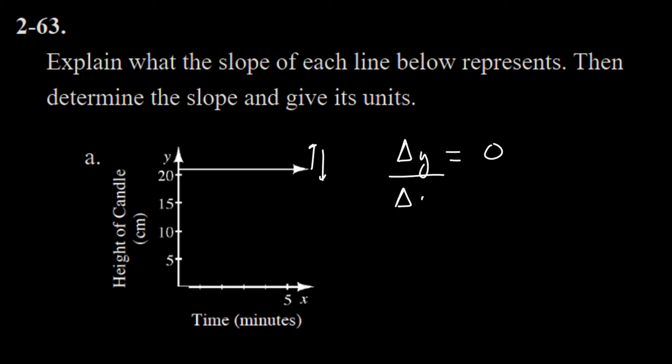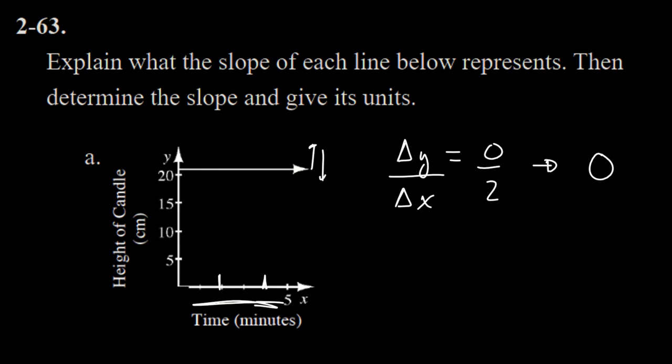Change in x is kind of immaterial, right? I could pick any interval I want. Let's just say that we're looking at the change of x from here to here, which is 2. Well, that ratio, 0 divided by 2, is 0. This is a horizontal line. Horizontal lines do have slopes, and they have slopes that equal 0.